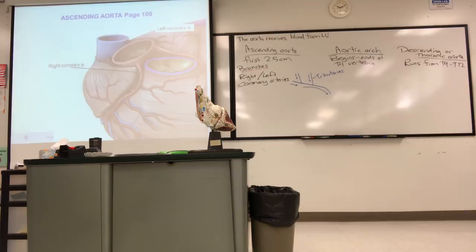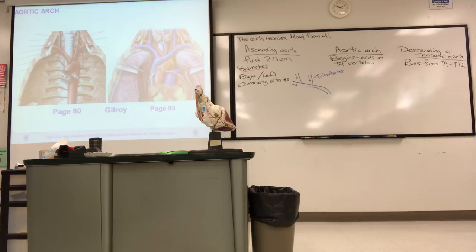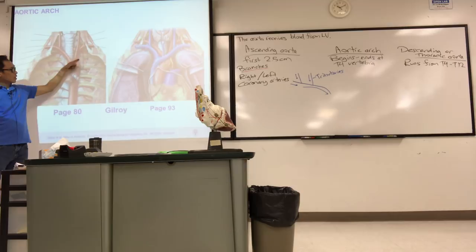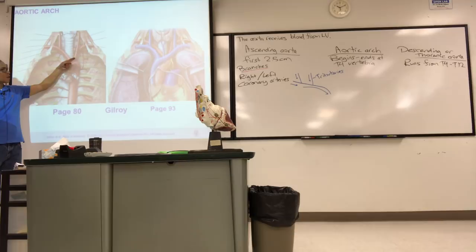The next part of the aorta is the aortic arch, and the three branches you have to know are right here. 1, 2, 3. From right to left is the brachiocephalic trunk, the left common carotid, and the left subclavian arteries.